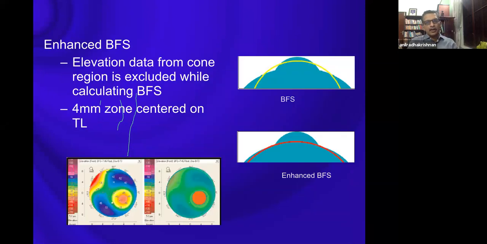There is another concept in PentaCam. I was telling about the best fit sphere. If you have got a keratoconus, if you calculate the back surface, it will be something like this. If you take into consideration this as well as this, there is something called the enhanced BFS, in which you eliminate the area of the cone and then calculate this. So the localized protrusion would be highlighted. This is something very useful in a PentaCam.